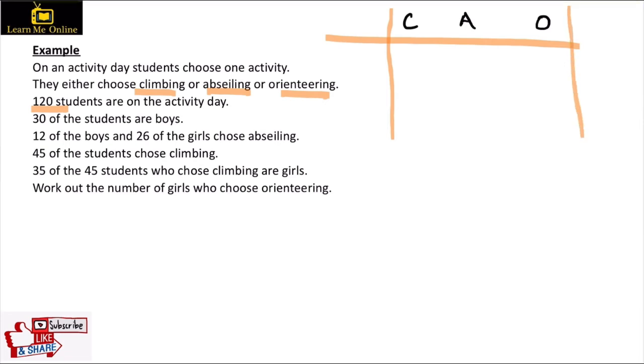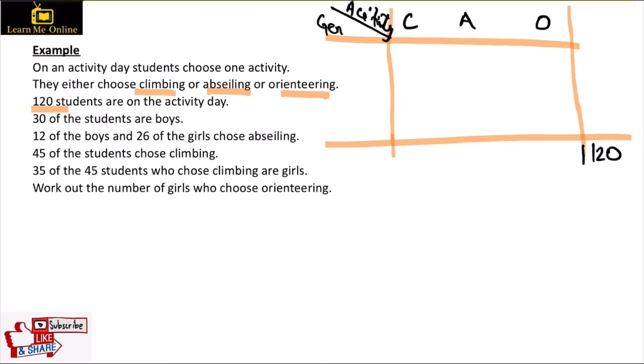So I'm going to draw it over here and I'm going to say that this is for the total, and the total we'll get is 120 here. Now 30 of the students are boys, so it means they are further categorized by gender. So I'm going to say that this part represents the activity, where this part represents the gender, which is male or female. So I'm going to write down the male here on the top and the female here.